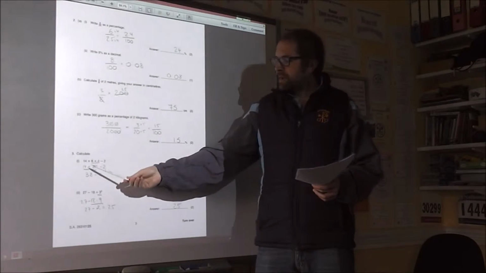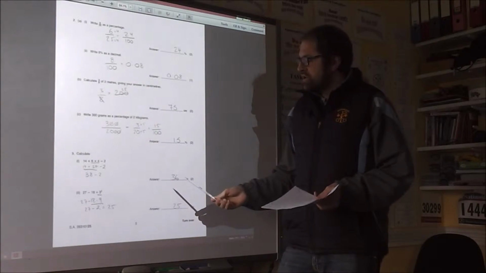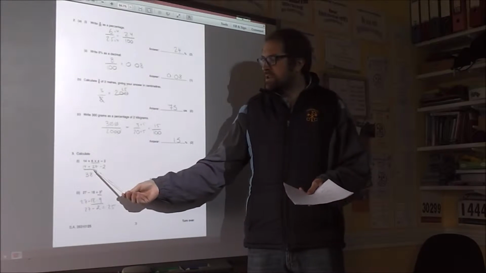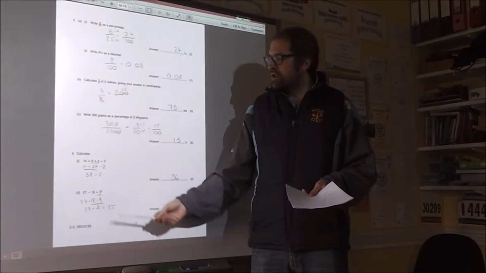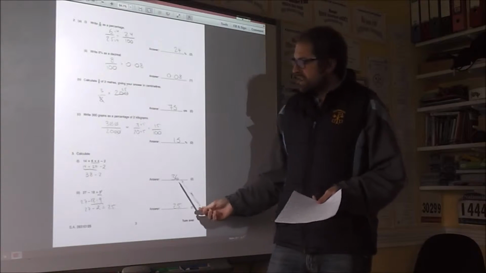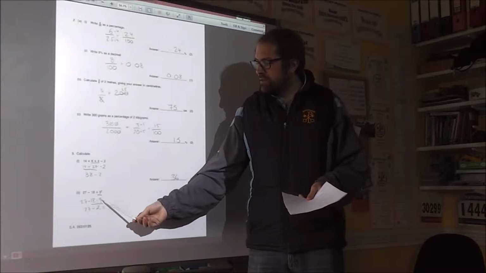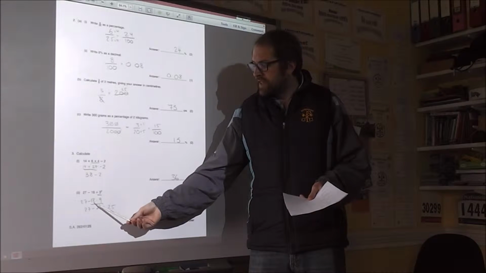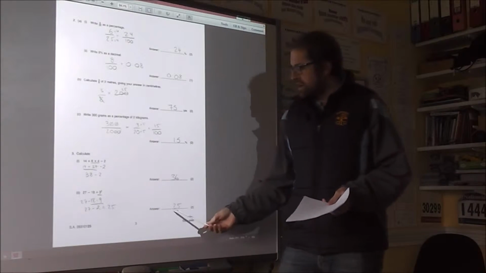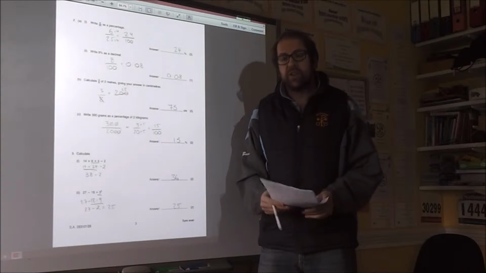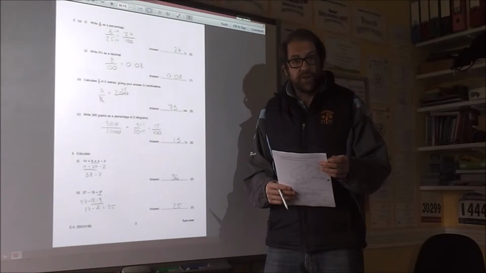Question 3, BIDMAS, write it in big letters to make sure you do the right order. So it's 14 plus 24, take away 2, which is 36. This one, square the 3 first, then do the division, and your answer is 25. Show your working and do it step by step.